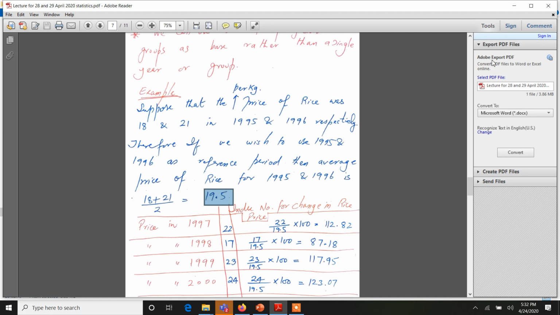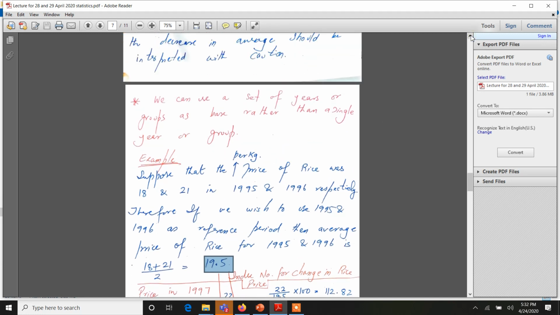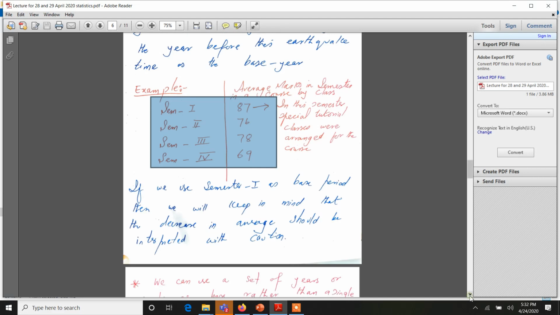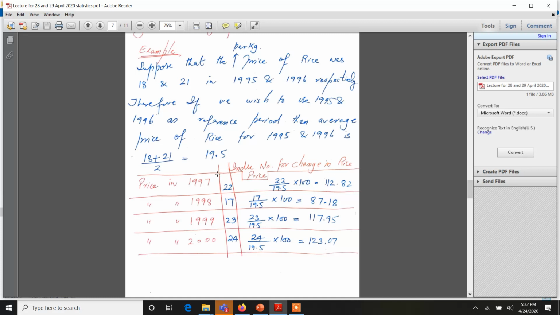Similarly, if you want to use the average marks scored in these semesters, you can calculate the average and use that as a base to see how the performance in semesters 1, 2, 3, and 4 compares to the average of the 4 semesters, right? So you can use the average of different years as base.